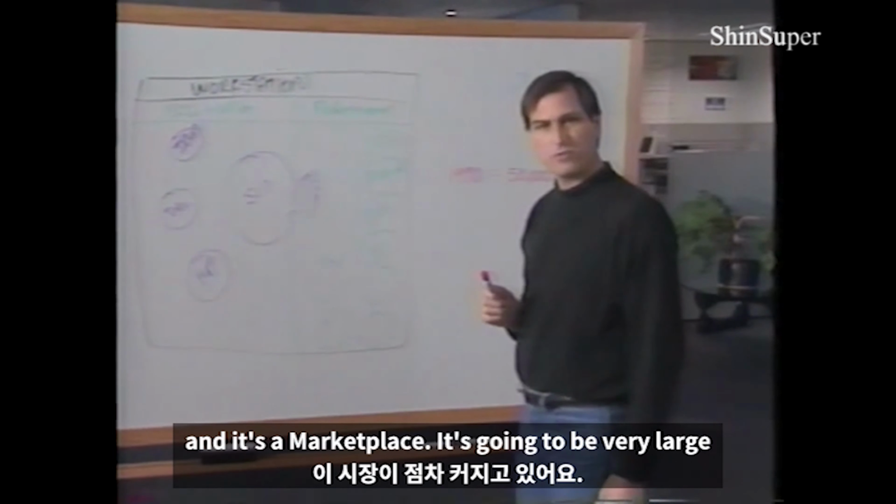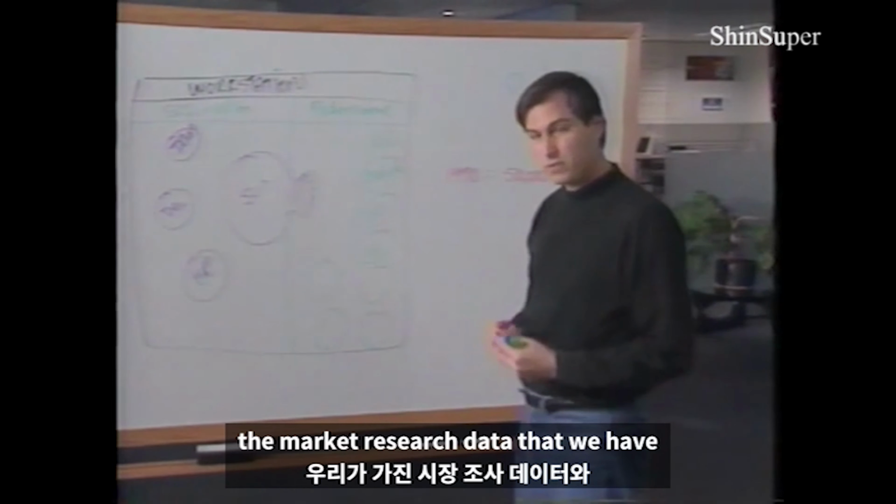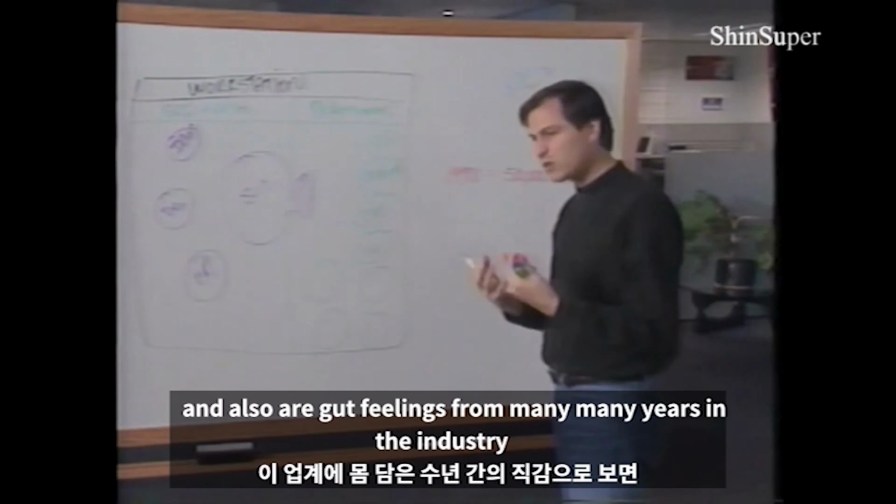And it's a marketplace that's going to be very large. The market research data that we have, and also our gut feelings from many, many years in the industry, say that this marketplace in 91 is going to grow to about 100,000 units in size. It's going to double this year. And next year in 92, it's going to triple to about 300,000 units. That is a substantial marketplace.